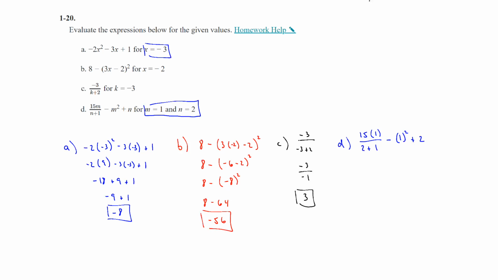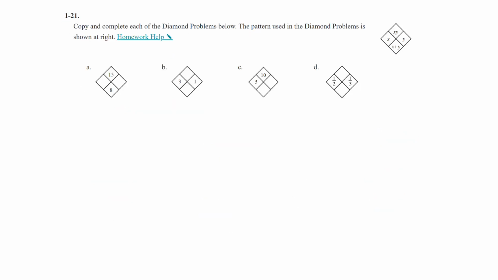So let's start with the fraction. We got 15 times 1 in the numerator. So 15 times 1 is 15. Denominator is 2 plus 1, and that's 3. Minus 1 squared is 1, plus 2. Simplify 15/3, that's 5. Minus 1 plus 2. 5 minus 1 is 4. 4 plus 2 is 6. And that's how you evaluate expressions when they give you values for each of the variables.